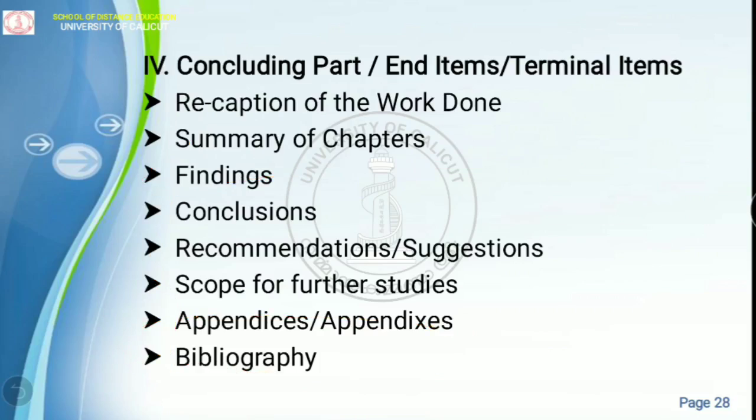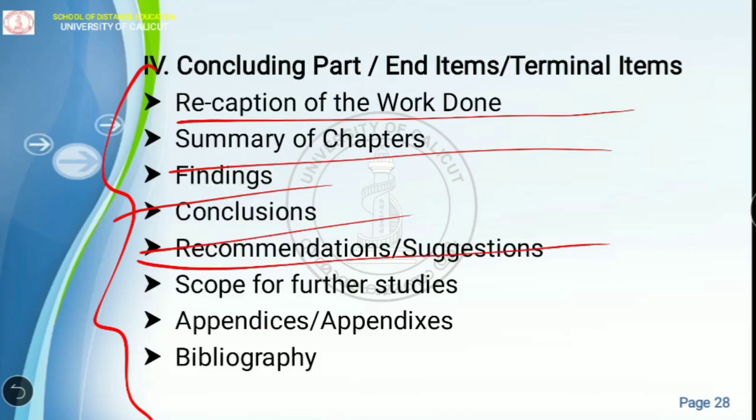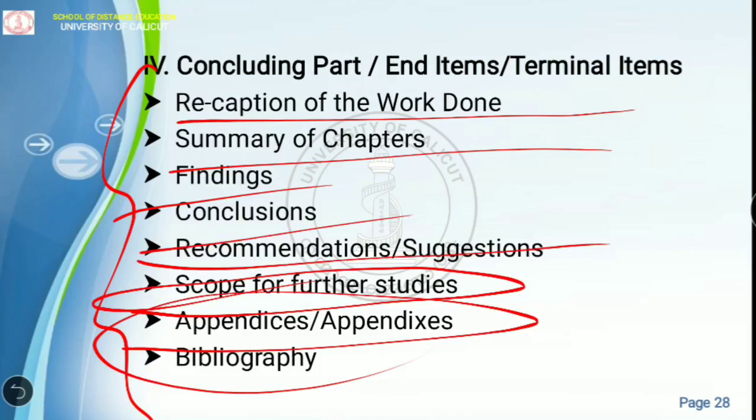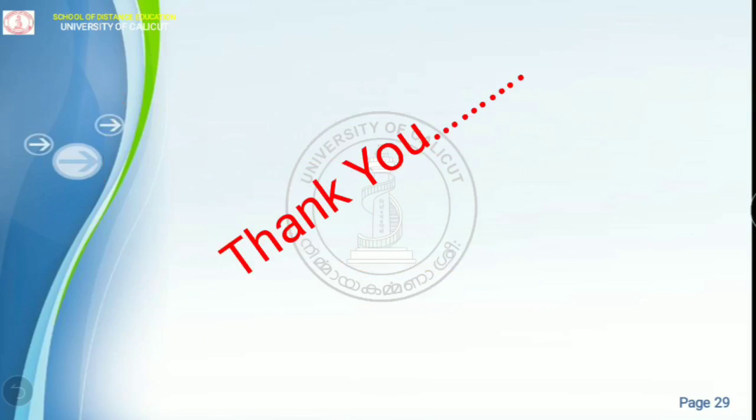And the concluding part of the research is a recapitulation of the work done and a summary of the chapters, findings, conclusions and recommendations, and scope for further studies of our topic. The appendix, bibliography or references of the study should be mentioned and shown. All these are the major areas you have to keep in mind.